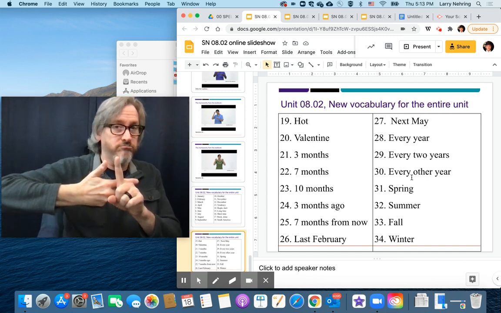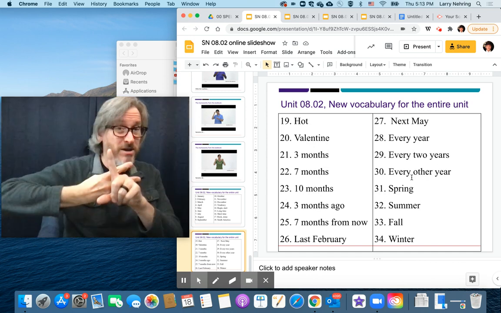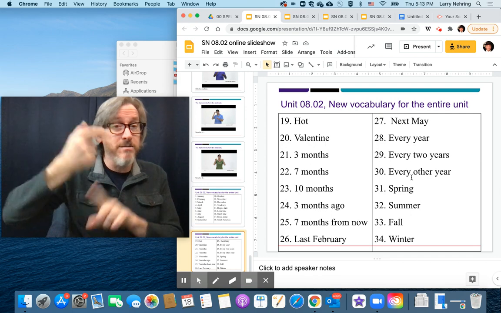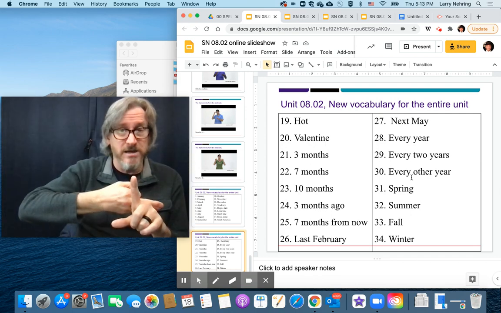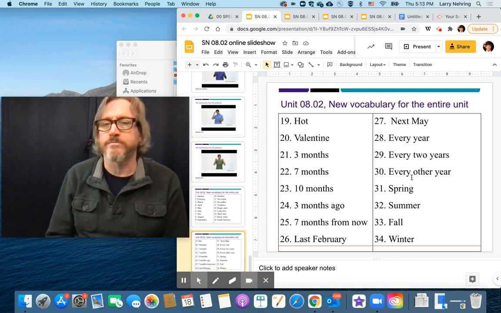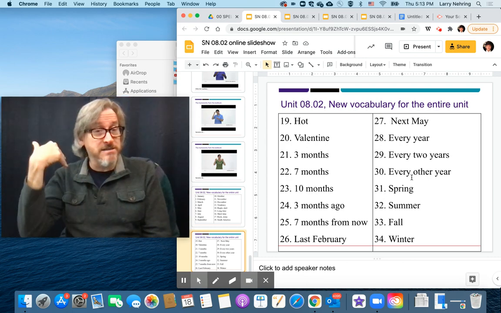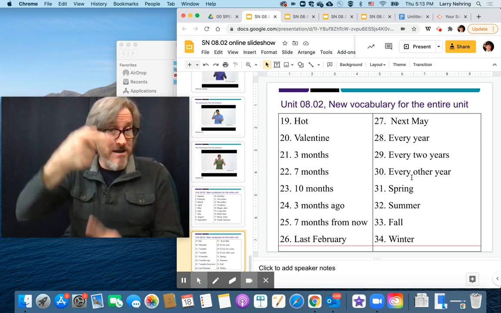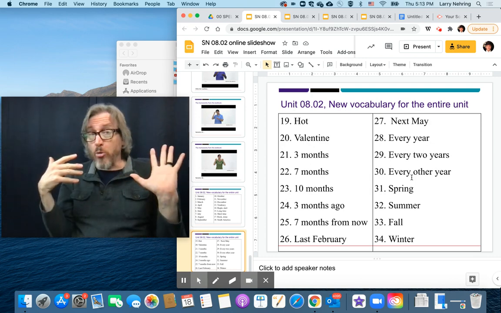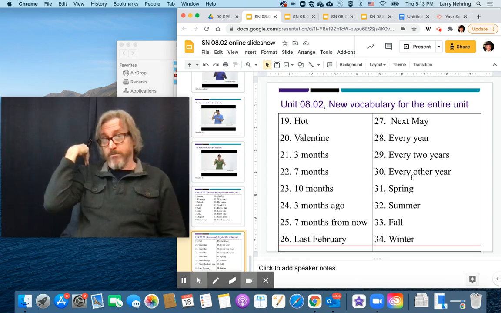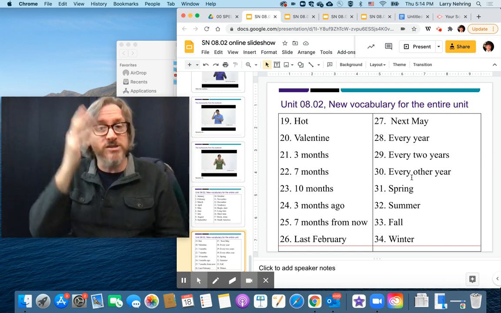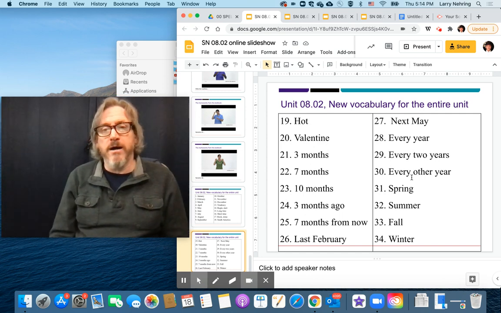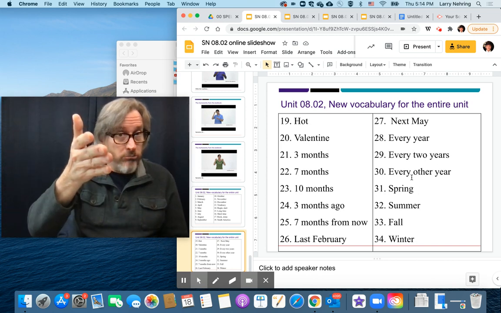3 months. We talked about incorporating numbers. 7 months. 10 months. 10 would be separate, right? So up to 9, you can go 9 months. 10 months. 3 months passed. 7 months passed. 10 months passed. All we're doing is we're saying the time and then putting past or future. 3 months in the future. 3 months will. 7 months from now.